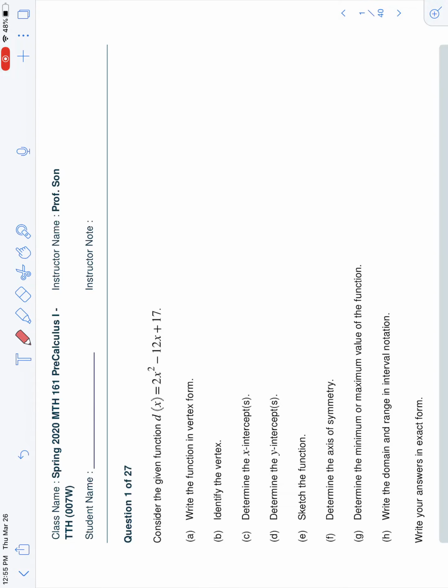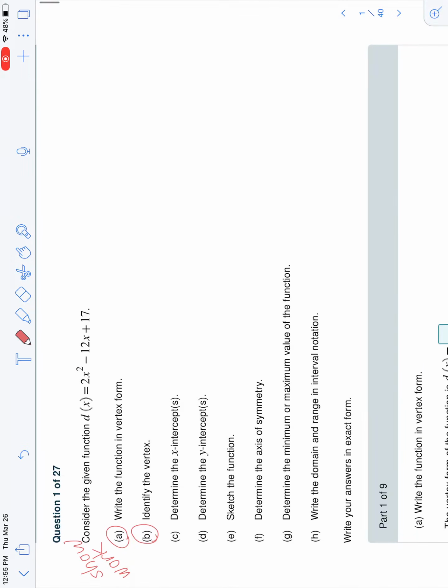And this is one problem where I will ask you to show work on part A and B. These are the 2 that I will ask you to show work on a separate sheet of paper, which you will scan and submit on Canvas after you take the exam. And I know, like, you type this into an online calculator, they will give you all these answers. But I want to see you using the vertex formula. So here, start with B, identify the vertex using the vertex formula.